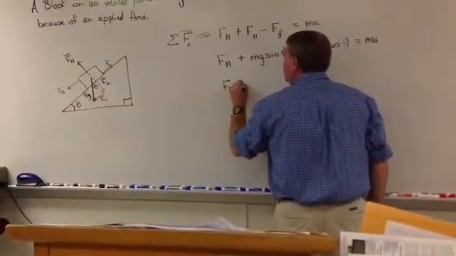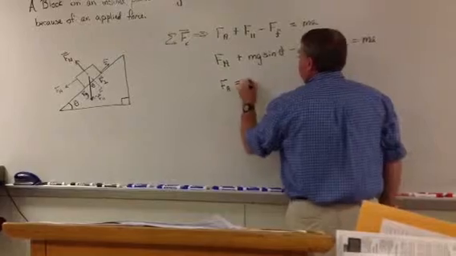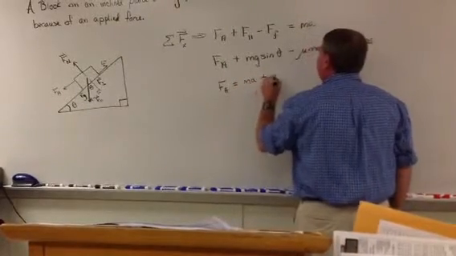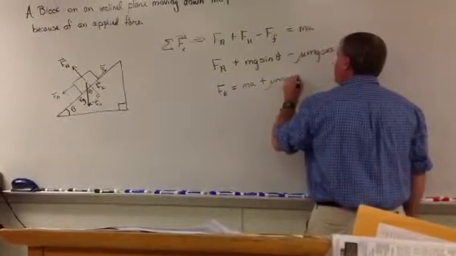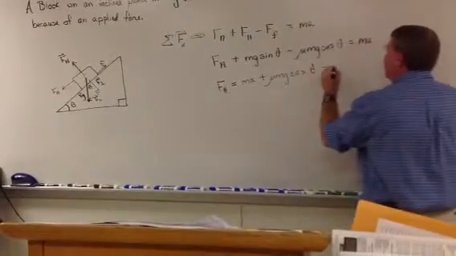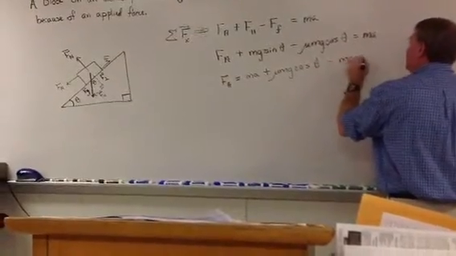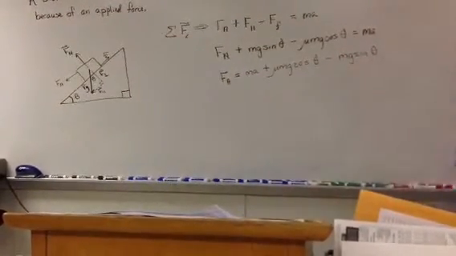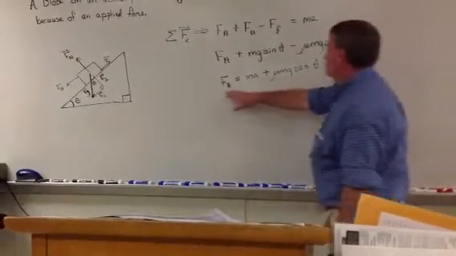Now we can just move these over to the other side and get force applied. Force applied is going to be equal to mass times acceleration plus mu mg cosine theta minus mg sine theta. And that solves for force applied.